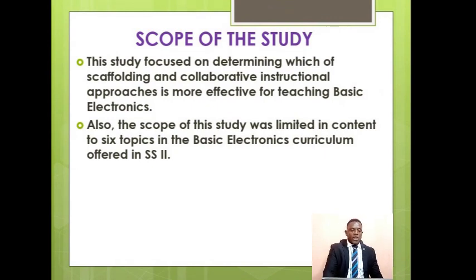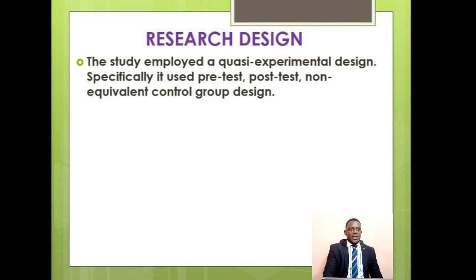Let me talk briefly about the scope of the study. The study was focused upon finding out which of scaffolding or collaborative instructional approaches is more effective in teaching basic electronics. The group of students that were involved in this study were SS2 students. SS2 students are in their second year of the senior class in the Nigerian curriculum setting. Now, this is where we are going.